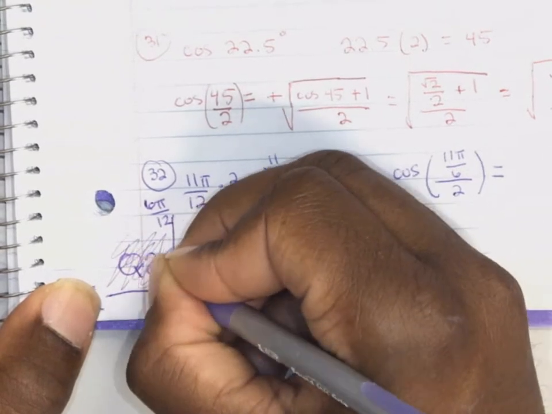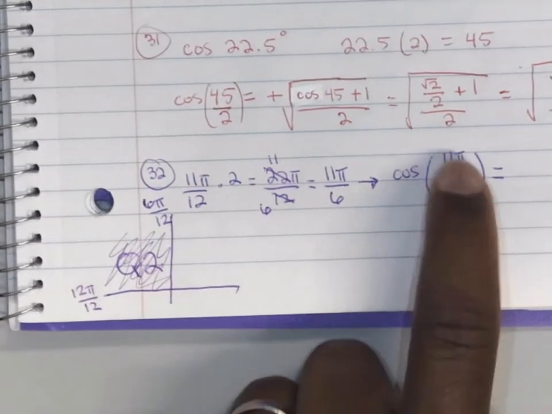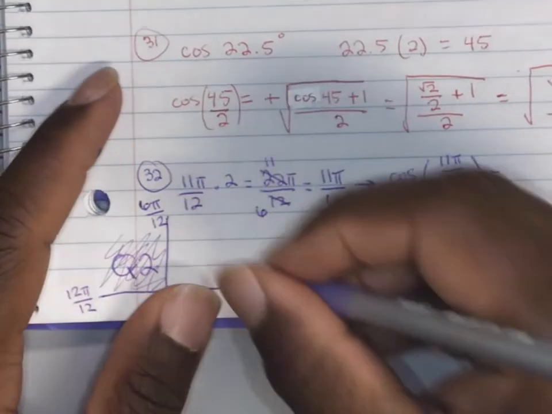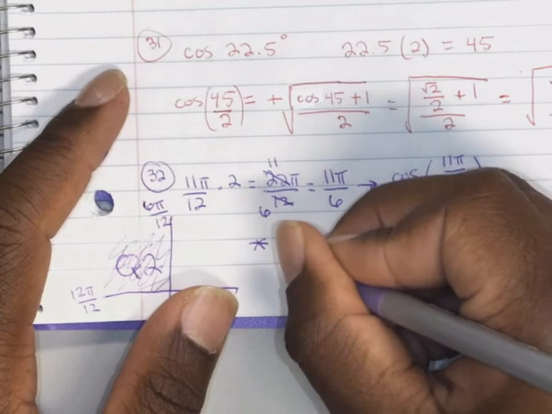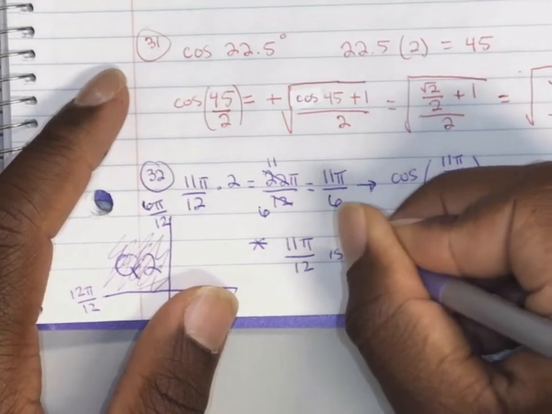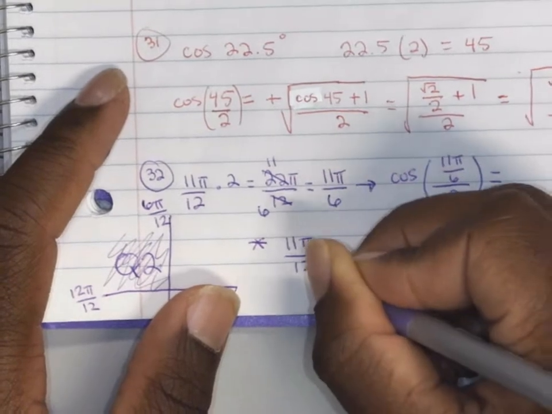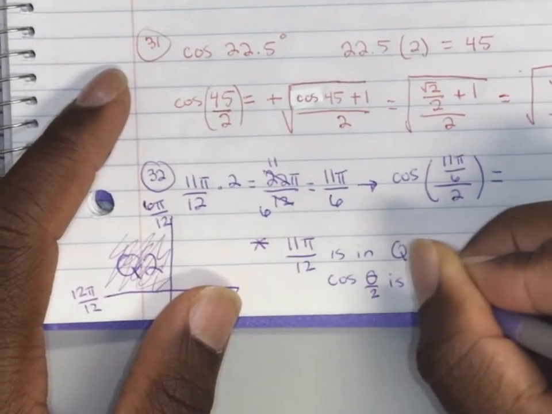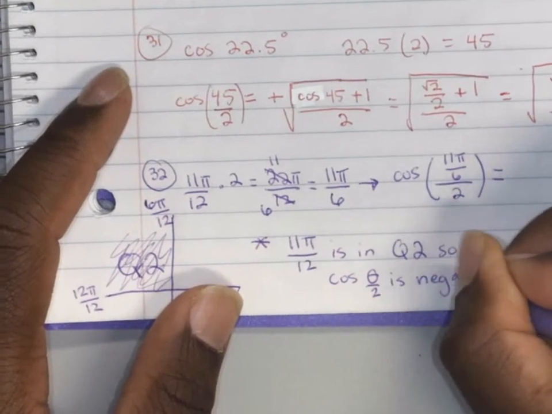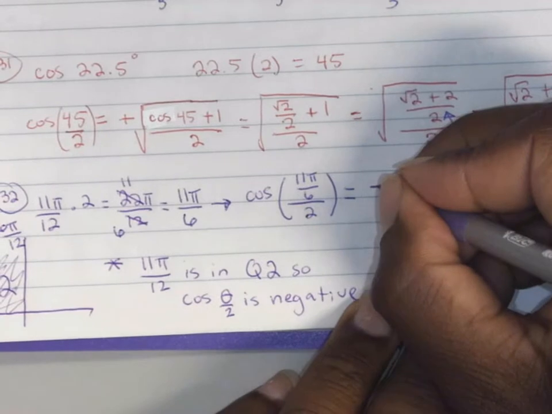Okay, so I choose my sign based on this, not on 11 pi over 6. So I'll just make a little note. 11 pi over 12 is in quadrant 2, so cosine of the half angle is negative, because cosine is negative in the second quadrant. So I'll choose the negative option. Then I'll do the formula.